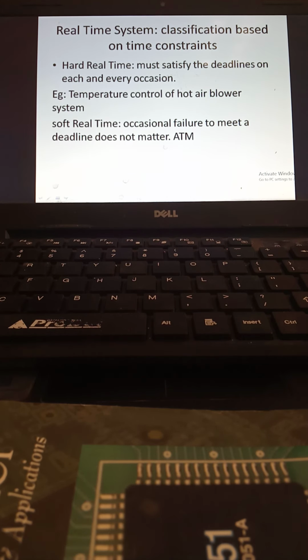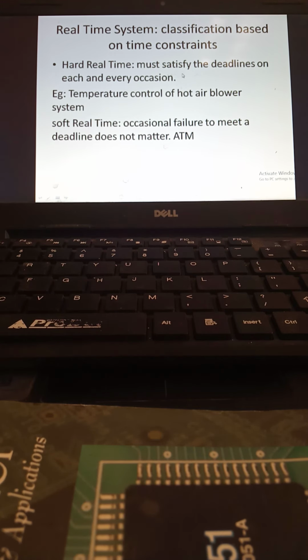Now there are classifications based on many parameters. First I am classifying real-time systems based on time constraints. Time constraint means we are giving a time deadline. Within this many seconds or within this many microseconds, the system has to respond. That is a condition we are imposing. The real-time system should give an output within this much time. That time is decided by the physical nature of the system, whether it is mechanical or electronic.